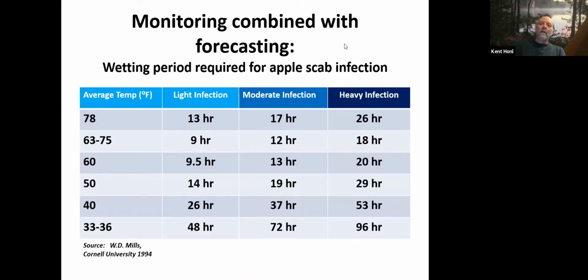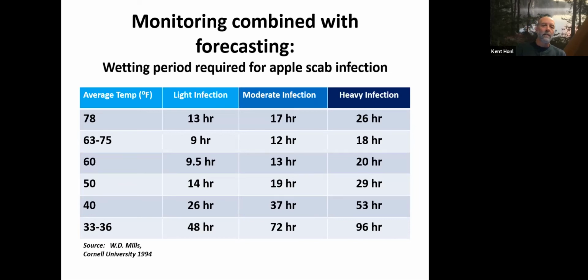And monitoring is going to be combined with forecasting. If we're continuing to go with this example of apple scab, Cornell University has really mapped out quite in detail what it takes for getting apple scab infections to get going, the wetting period required for that scab infection. And you can see the temperatures in Fahrenheit go from top to bottom, and then left to right, it goes, how much time a leaf has to be wet at that temperature to produce a light infection, moderate, or a heavy infection.